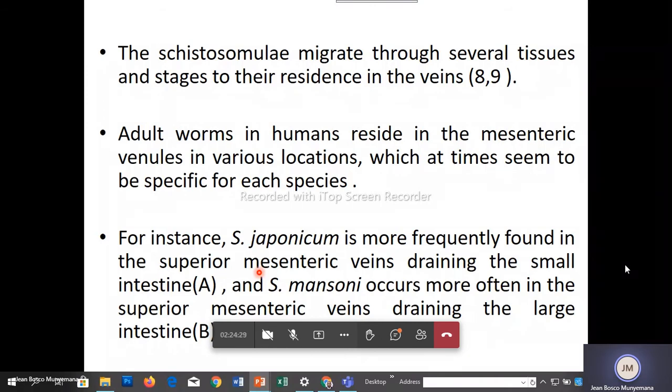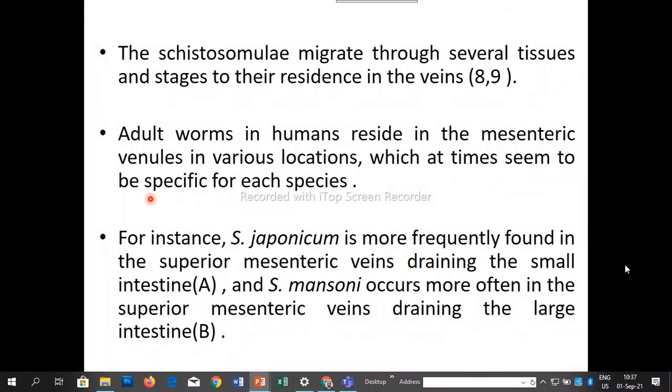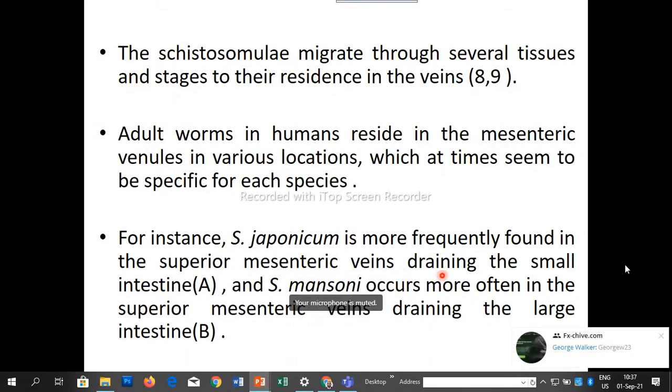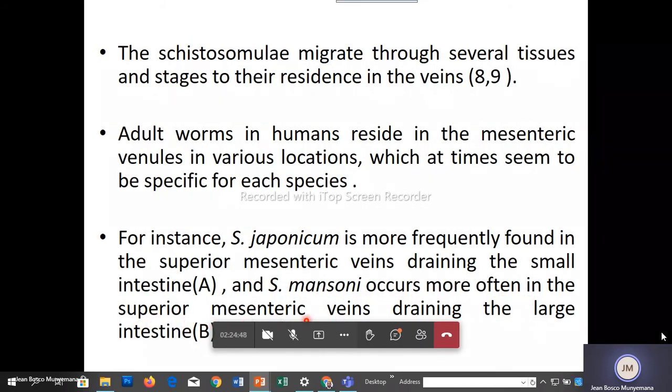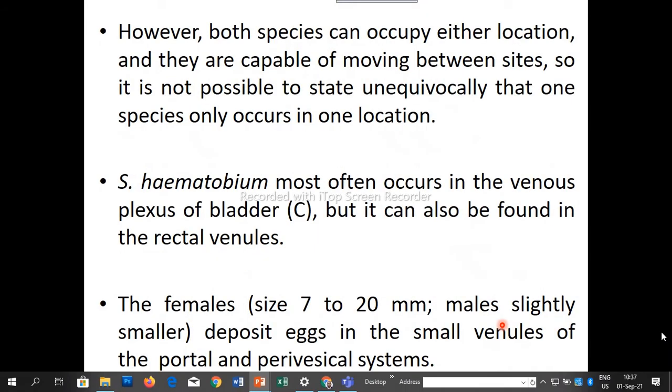Which at times seem to be specific for each species. For instance, Schistosoma japonicum is more frequently found in the superior mesenteric vein draining the small intestine, while Schistosoma mansoni occurs more often in the inferior mesenteric vein draining the large intestine. However, both species can occupy either one of those two locations, and they are capable of moving from one site to another, so it is not possible to state univocally that one species only occurs in one location.